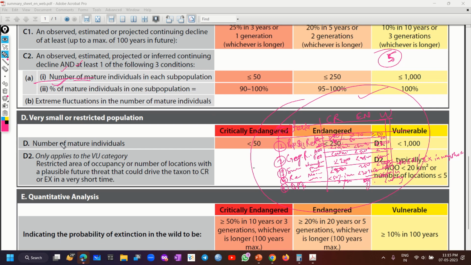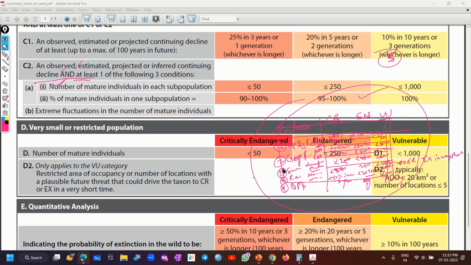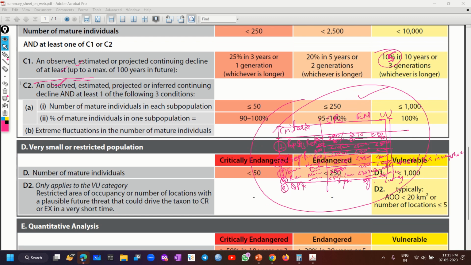So you have written here the criteria as well as the categories. You have written the criteria as A, B, C, D, and E, and here you have written the categories CR, E, and V. So 5 criteria, and these 3 are the categories. These are the threatened categories.